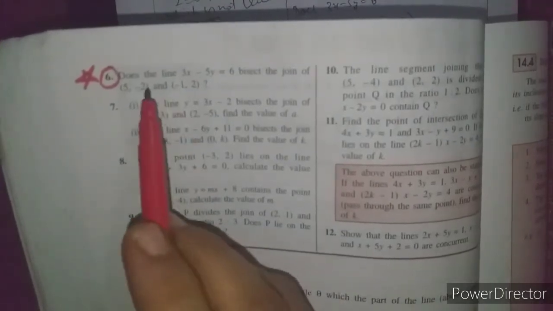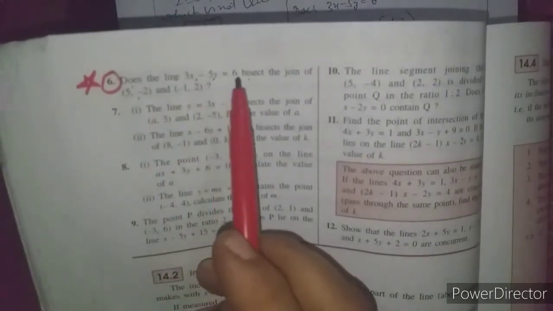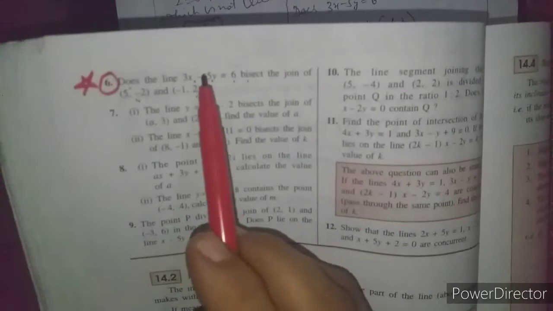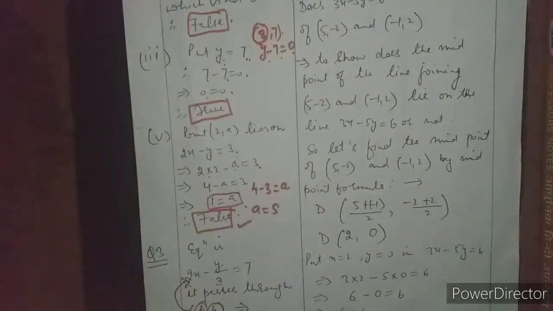Does the line 3x minus 5y equal to 6 bisect the join of this point and this point? Here in the question we have got two lines. One is this line 3x minus 5y equal to 6, and it is asked whether this line bisects the join of this point and this point. One line is this, and the second line we will get at the time of joining these 2 points. Okay, so let us see its solution now.